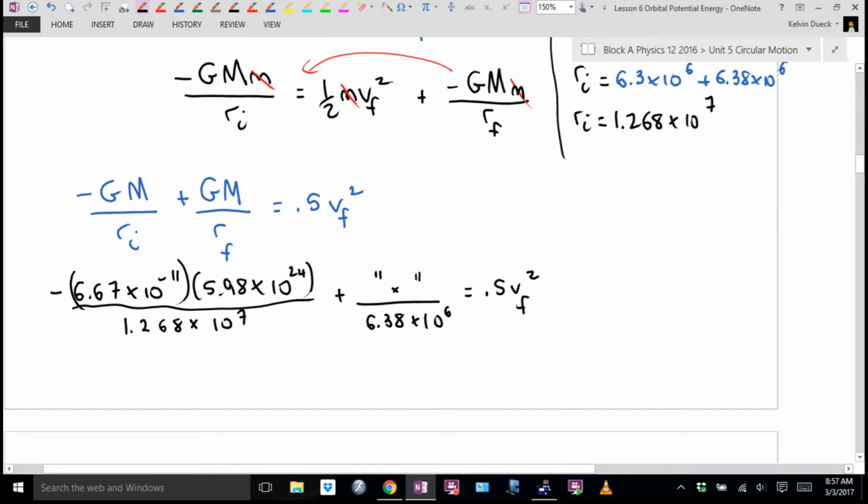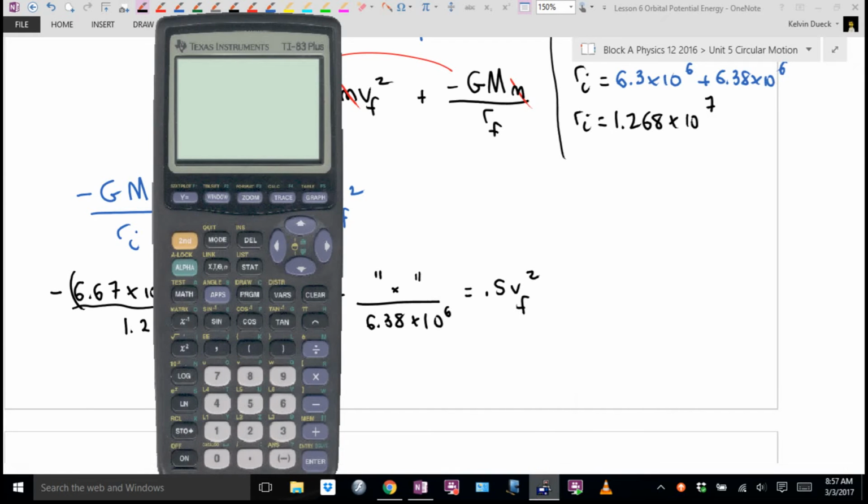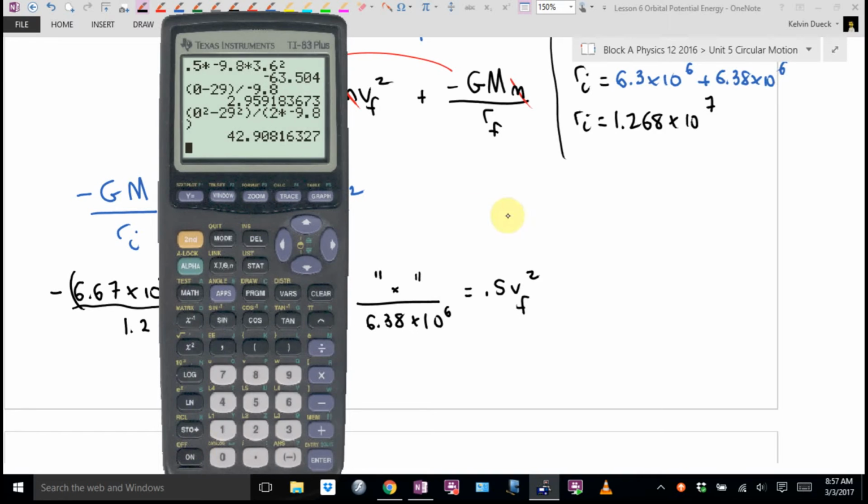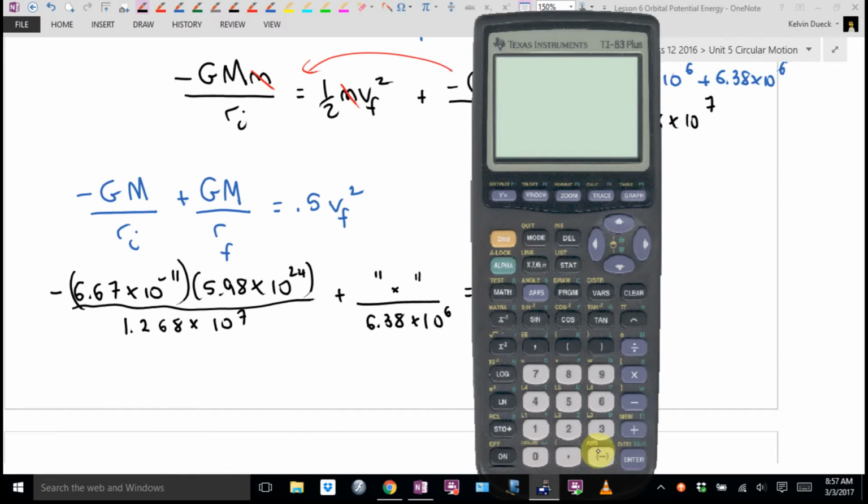I want to minimize my typing. So I didn't say start typing yet, Duncan. Trust me. Only type in the first expression: negative 6.67 scientific notation button negative 11 times 5.98 scientific notation button 24, divided by 1.268 scientific notation button 7. Only type that in, and see if you get negative 3145639.15. So do that.